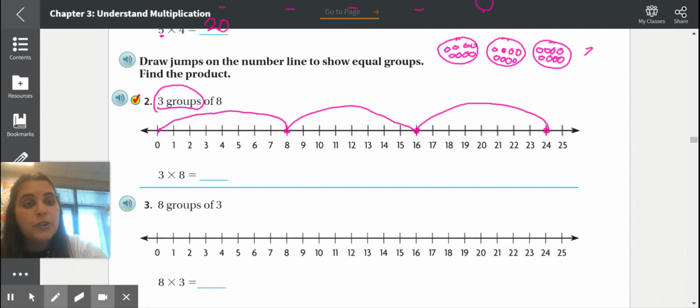So this would be showing 3 times 8. This number line is also showing 3 times 8. And so we landed on 8, 16, 24. So we know that 3 times 8 equals 24.